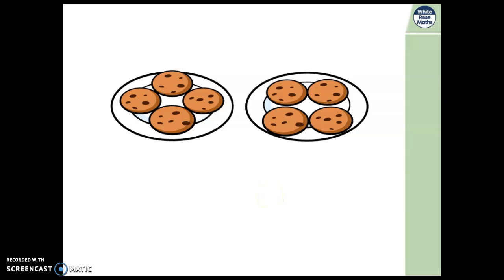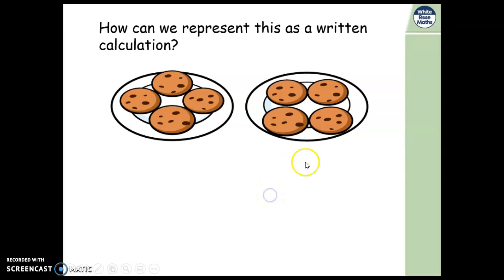So let's have a look at this question here. It says, how can we represent this as a written calculation? When we are sharing, we use this sign, the division sign, okay? Now we need to think about, because we're doing division, the biggest number always comes first, so it's looking at the total amount, and we are sharing that total.